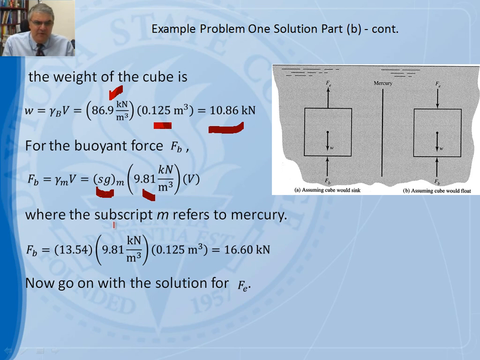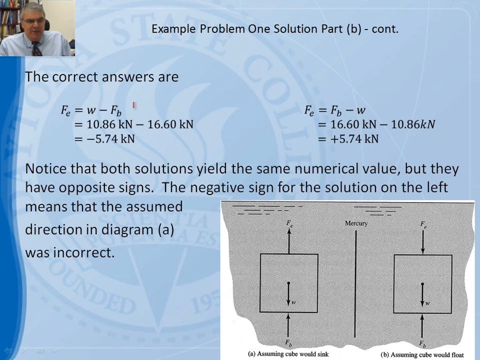So the subscript M refers to mercury, 13.54. This is the specific gravity of mercury that's given, 13.54 multiplied by 9.81 multiplied by the volume, 0.125, and F sub B would be 16.6 kilonewton. Now we have W, we have F sub B, and we can back substitute to the original equation and calculate F sub E. Again, I'm going to demonstrate both ways here.